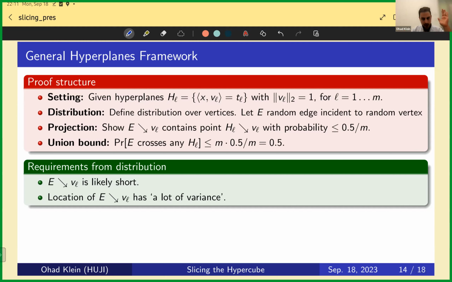And we also want that the location of the interval projected on the normal vector to have a lot of variance, so that we'll not be able to just have a random point that corresponds to the hyperplane that captures all edges. We want that random edges will go to very different locations. So in this way, we will have many different intervals that we need to capture, and for this we will need many points or many hyperplanes.